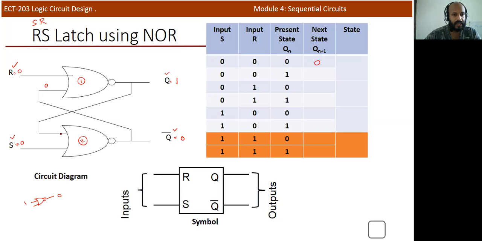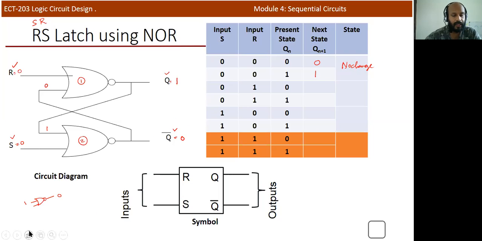And for the second NOR gate, the input is 1 and 0. So if any one of the inputs is 1, the output is 0. So it will maintain the previous state. If it is 1, it will be 1. If it is 0, it will be 0. So we can say it will maintain the state. We will call this concept no change. There is no change in the state.